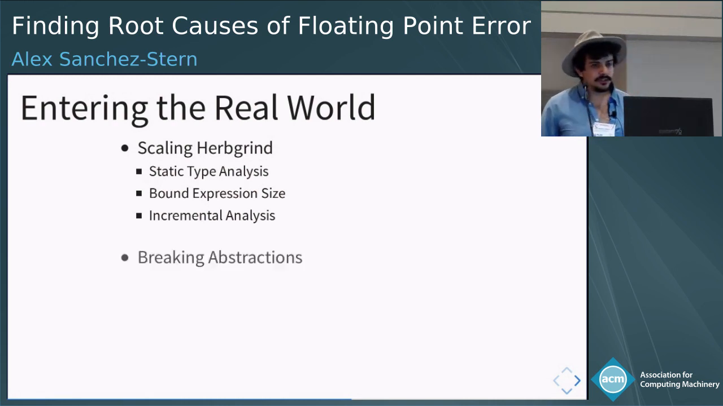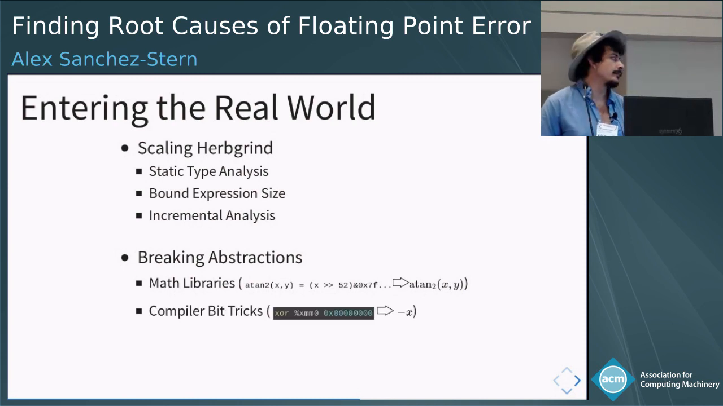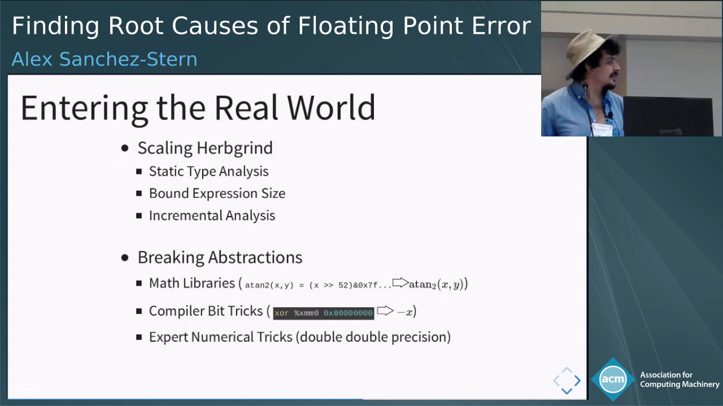Next, we'll find that in real-world code, a lot of the abstractions we rely on get broken. So we already talked about the way that math libraries use bit tricks to implement these high-level operations. Compilers actually also do bit tricks that they'll compile straight inline into your program. But when these things are done inline, we can pretty easily recognize them and do the right thing. Finally, when experts write numerical software, they often use tricks in the writing that don't really make sense over the real numbers. So they break a little bit of our abstractions.